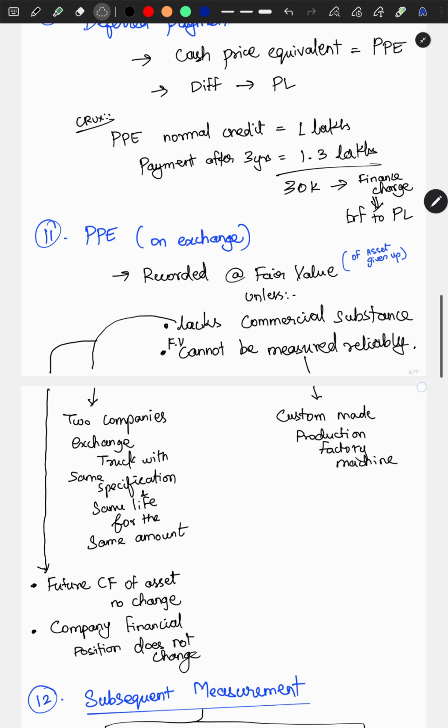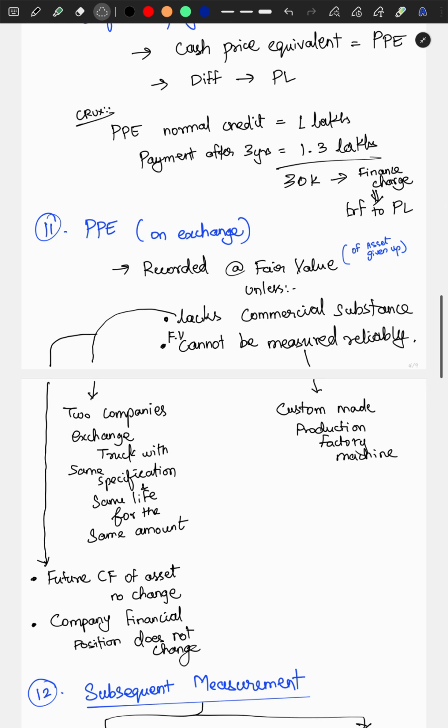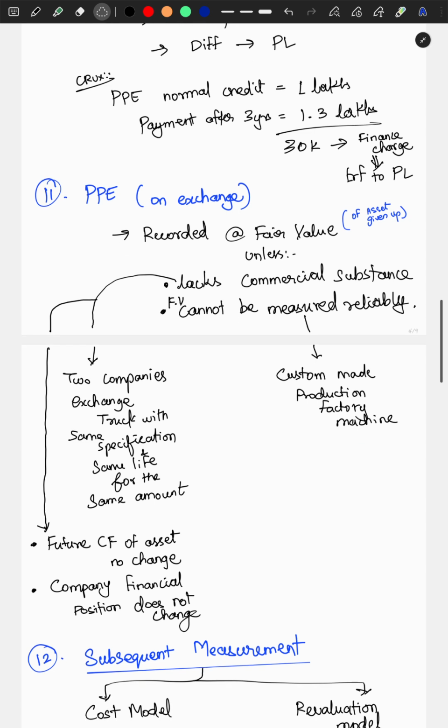Now if PPE is acquired on exchange terms instead of cash, then it has to be recorded at the fair value of the asset given up. That is the general practice followed. It has to be recorded at fair value unless two conditions are satisfied; if so, it can be measured at cost or the book value of the asset. So what are the conditions?